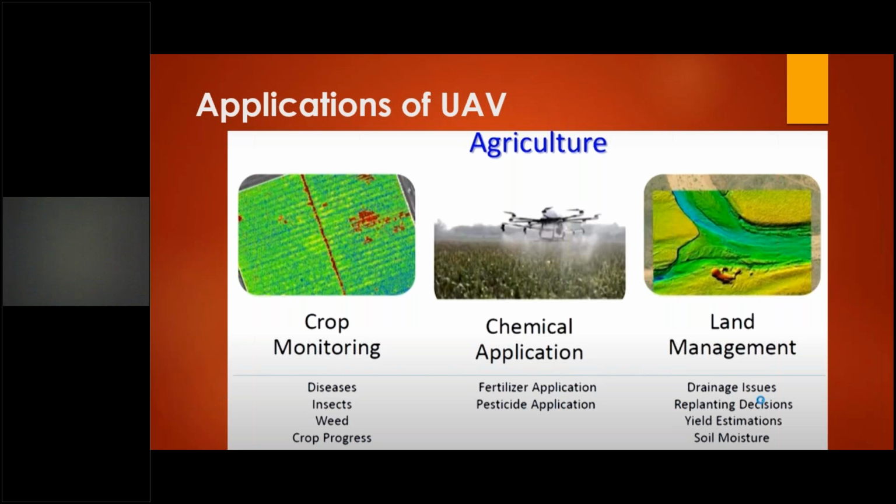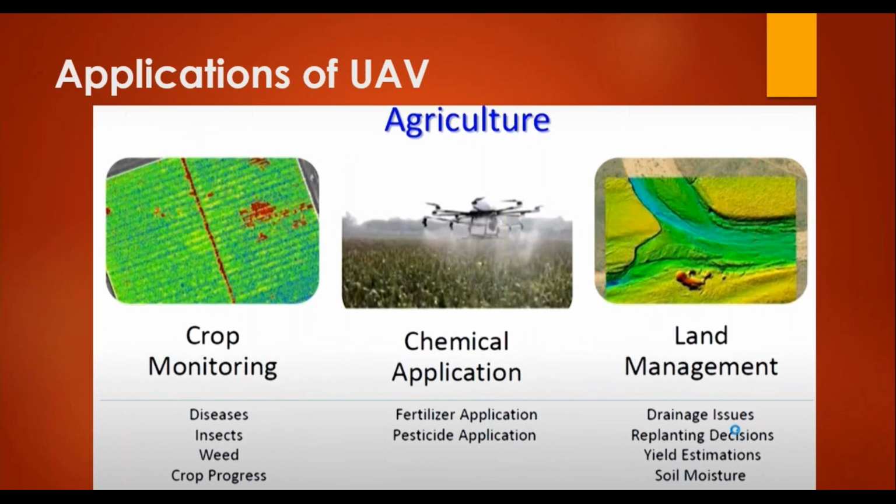And there are chemical applications, also fertilizer application and pesticide applications, which till now are actually banned by DGCA in the field of agriculture. We cannot spray the pesticides or the fertilizers through UAV. So these applications are not permissible till now, up to my knowledge.